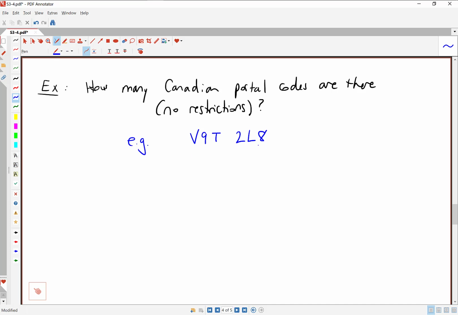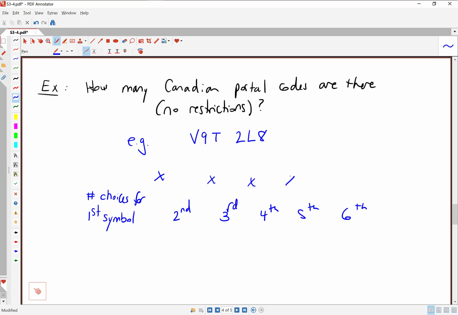So let's turn this into a sequence of choices by just asking how many options there are for the first symbol. When we write down first symbol, we're really saying what is the number of choices for the first symbol. Then we'll ask the number of choices for the second symbol, then the third, the fourth, the fifth, and the sixth. That way we're breaking the problem down into manageable pieces. Because we're doing a sequence of choices, we are just going to multiply the results at each stage. Now some of these are going to be letters, some are going to be numbers.